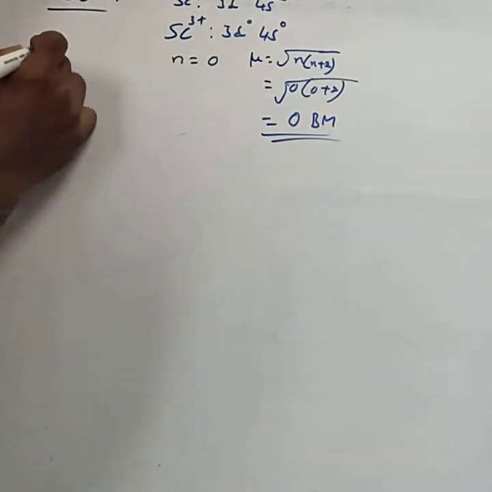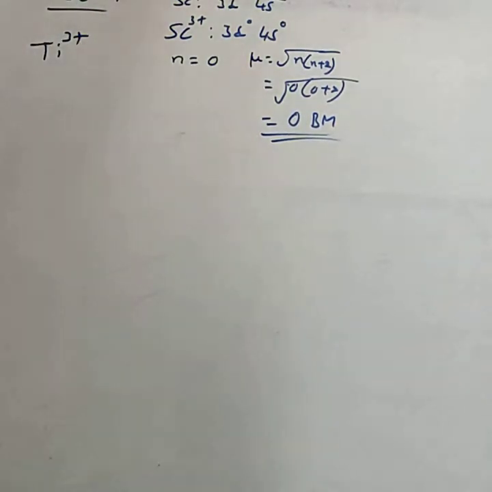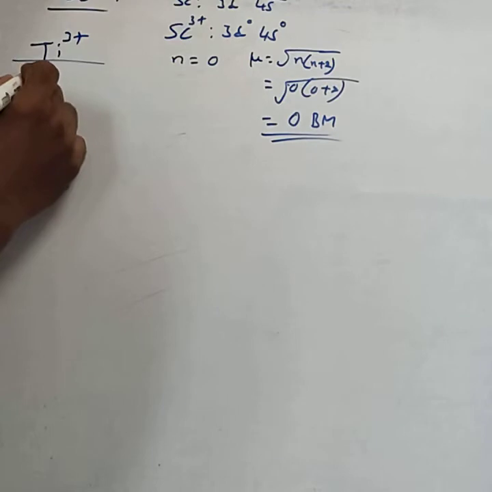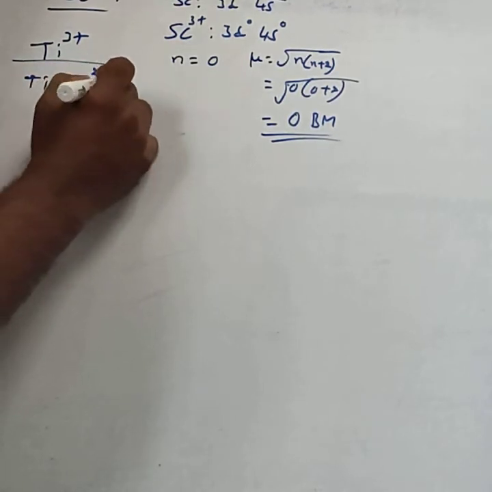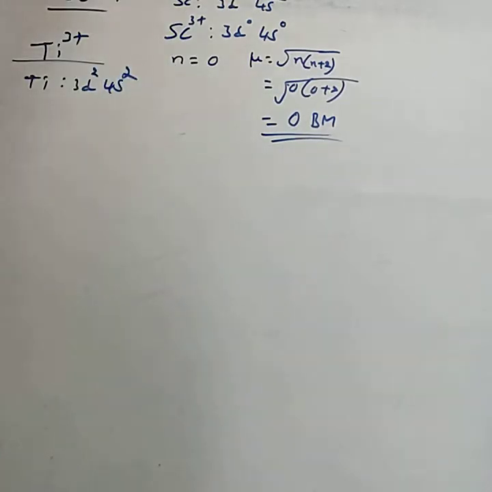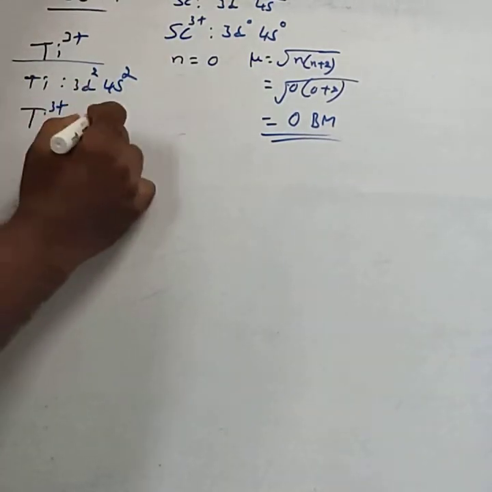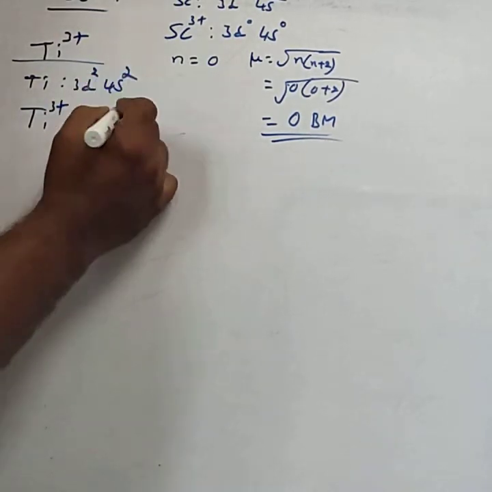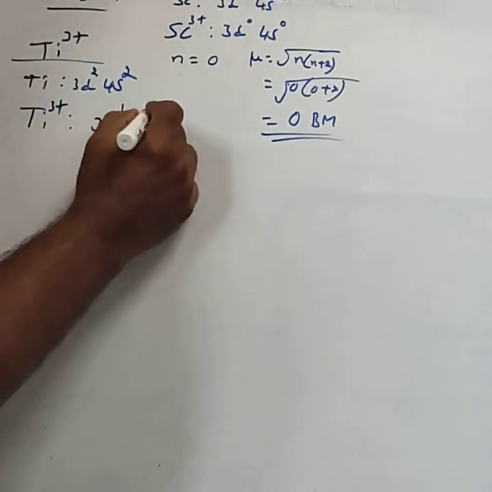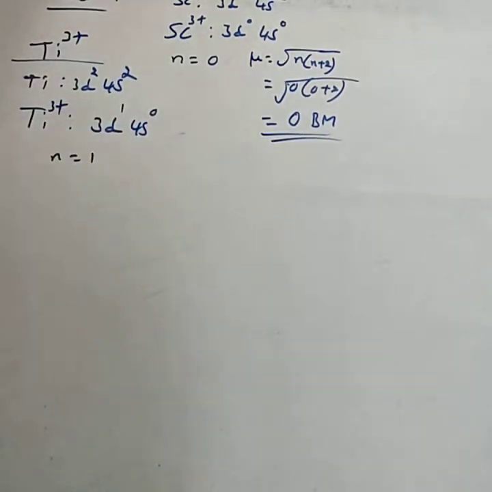Take another example, titanium 3+. Titanium configuration is 3d2 4s2. Titanium 3+ means you have to remove 3 electrons. First remove the electrons from the 4s orbital, then 3d1 4s0. Here one unpaired electron is present, so n equals 1.